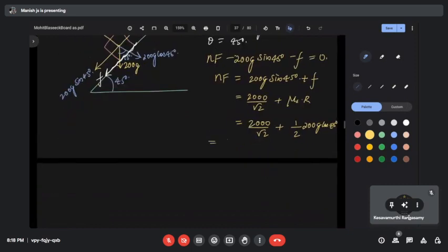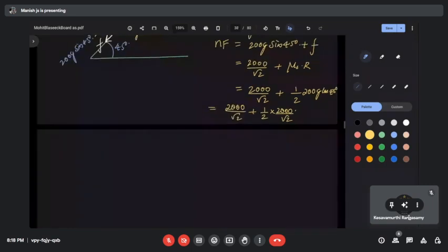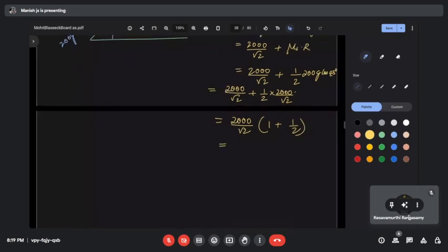Substitute that and simplify that. So you will get 2000 upon root 2 plus half into 2000 upon root 2. Extract all the common terms. So 2000 upon root 2 itself can be taken as common within brackets. You can write it as 1 plus 1 by 2, which is 3 by 2.